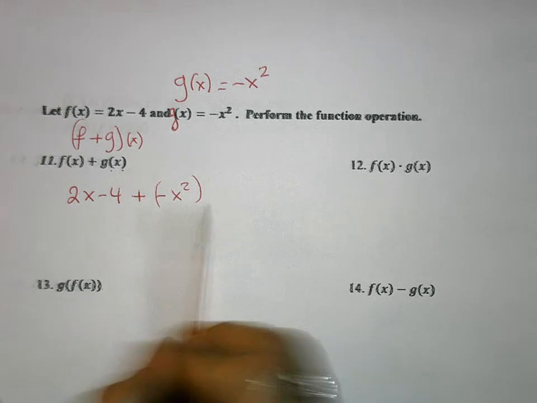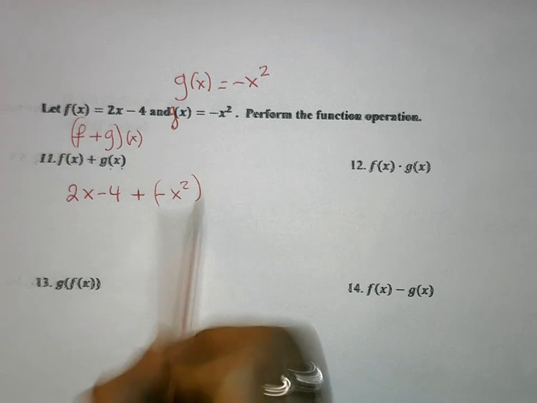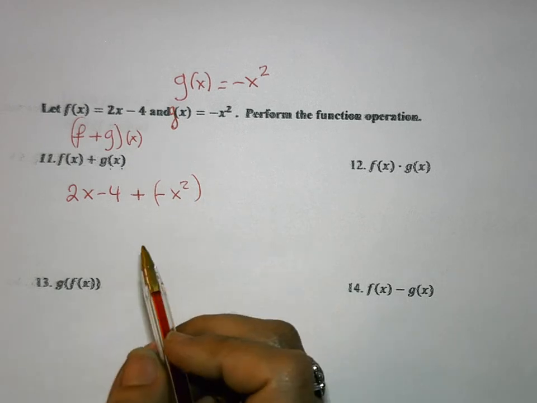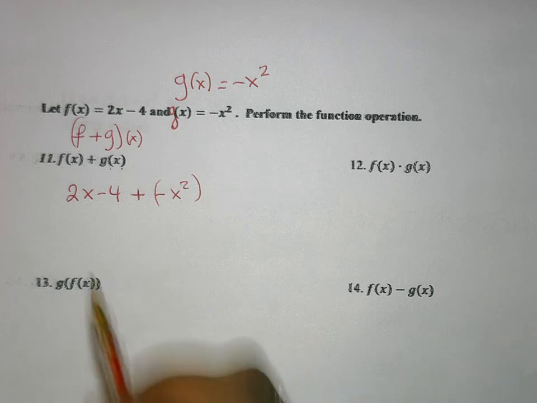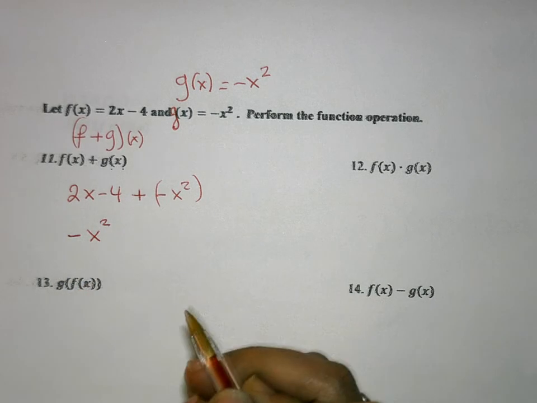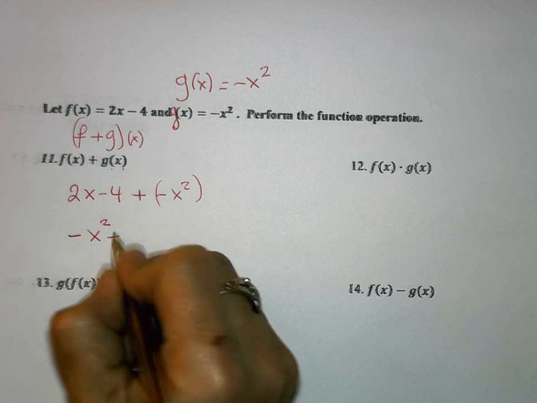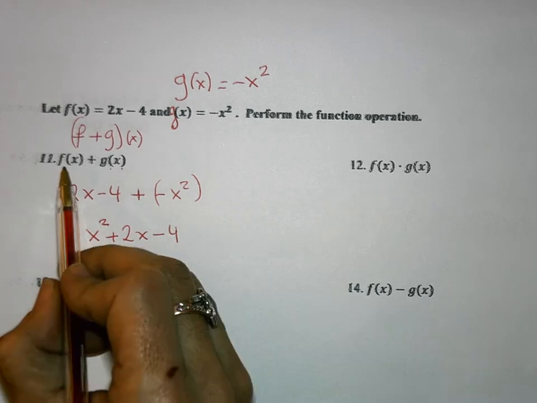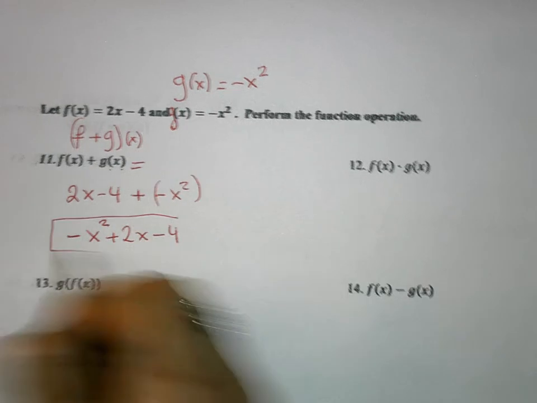I'm not multiplying, I'm just combining like terms. Since I'm combining like terms, there's nothing to combine with the negative x squared. In functions, we always try to write the highest exponent first. So negative x squared. There's nothing for me to combine with x squared because there are no other x squareds. And then my positive 2x, and then my negative 4. So my f of x plus g of x gives me a brand new function, which is right here.